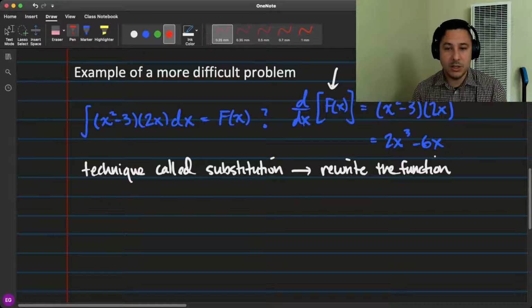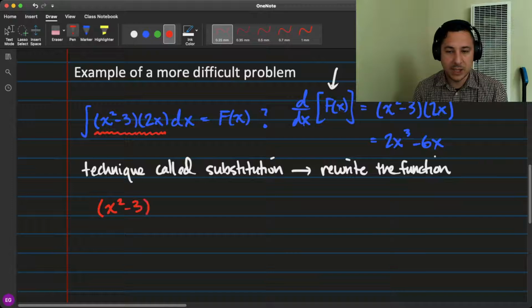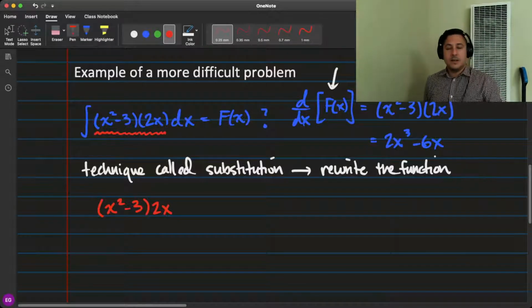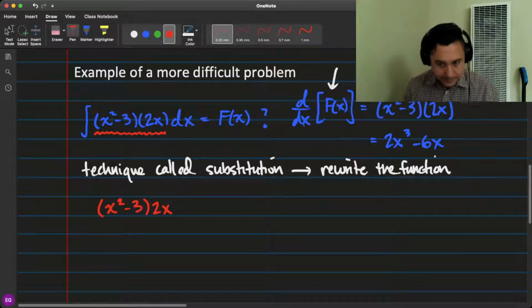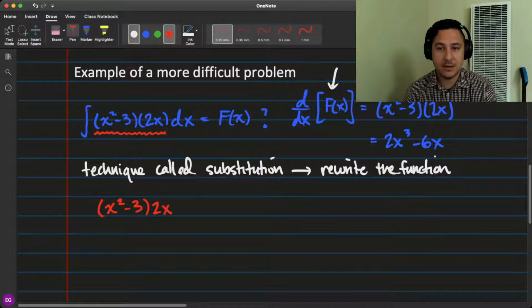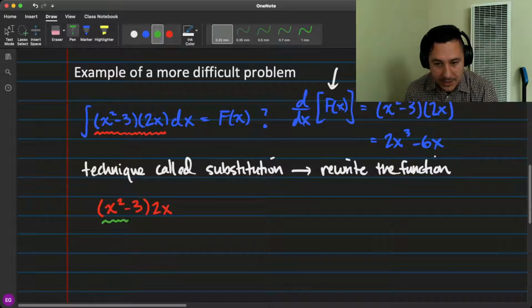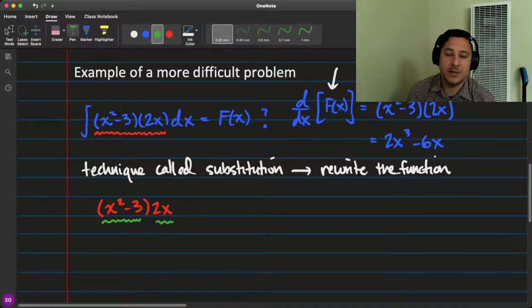So what you do is you look at the stuff that you're taking the antiderivative of. We'll call that f of x. Or let's just look at that stuff. We'll look at this x squared. Let's not call it anything yet. Let's just look at what we're taking the antiderivative of. We have our x squared minus 3, 2x. So if you look at x squared minus 3 and 2x, what could you do to x squared minus 3 that would make it very similar to 2x?